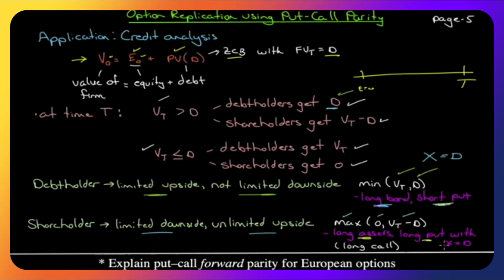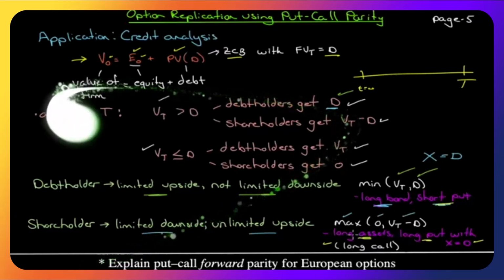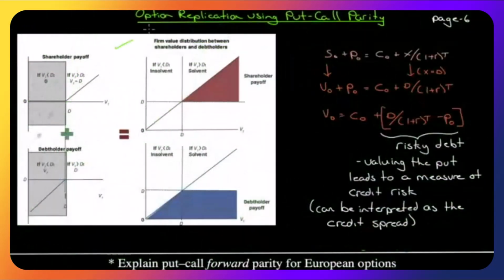So they're long a put with a strike price equal to D, which is a long asset, long put. That's a protective put. If you use put-call parity, it's equivalent to being long a call option on the assets of the firm. This exhibit gives a visual representation of what we just saw on the other side.